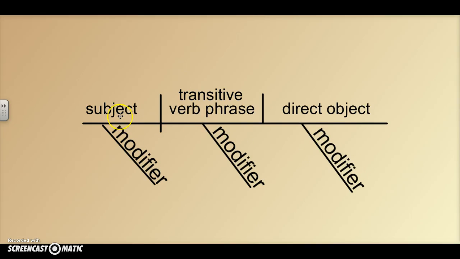So subject, always on the horizontal line, always first, followed by your verb or verb phrase. If that verb or verb phrase has a complement, it comes next. If it is a direct object, you have the vertical line that stops, and these are always going to be on horizontal lines. Modifiers consistently are going to go on diagonal lines underneath.